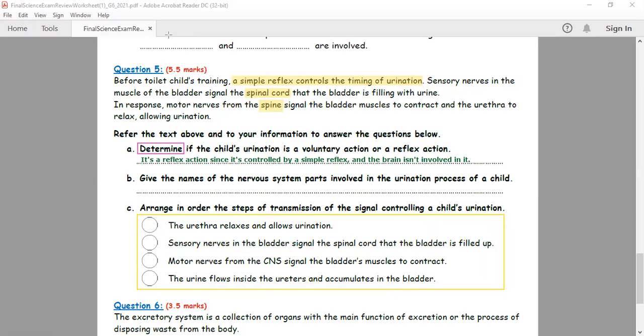Part B. What are the parts of the nervous system involved in the urination process of a child? The nervous system has 3 parts: brain, spinal cord, and nerves. Which of these 3 parts are involved in the children's urination? The spinal cord, for sure. And what takes the messages from the bladder to the spinal cord and then back from the spinal cord to the muscles?